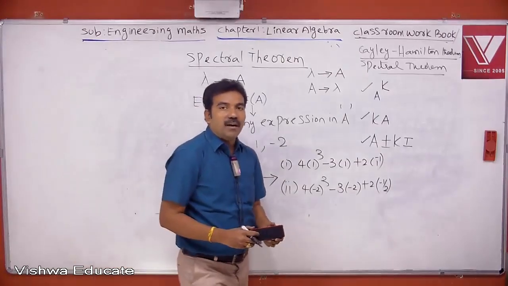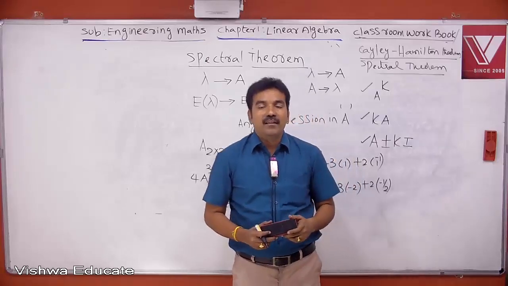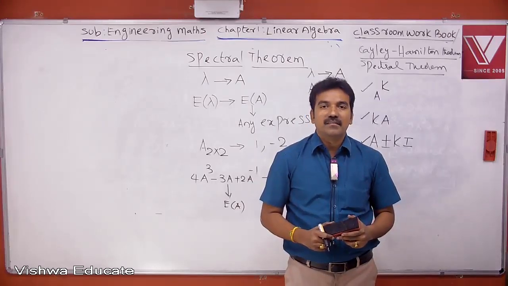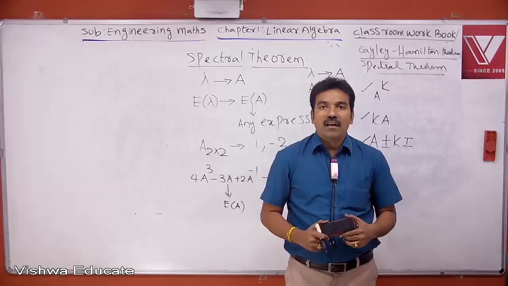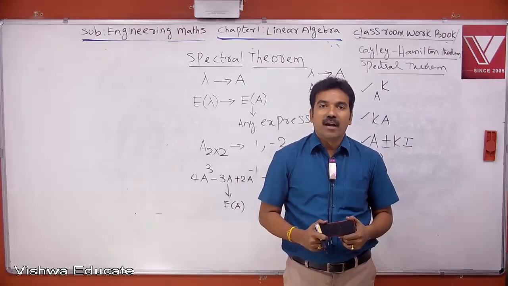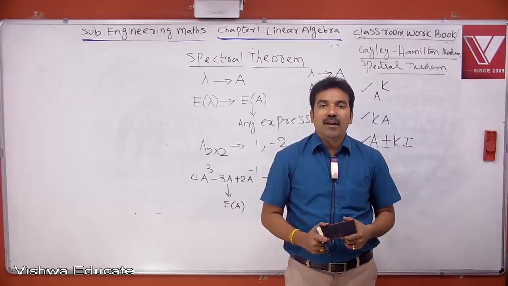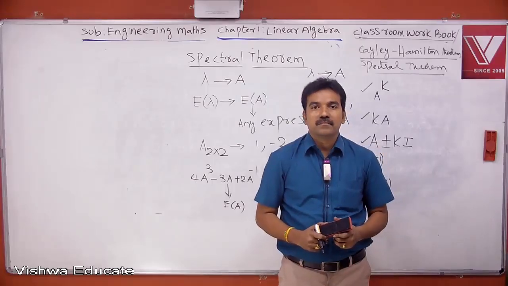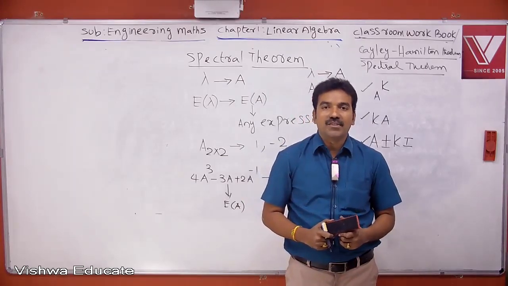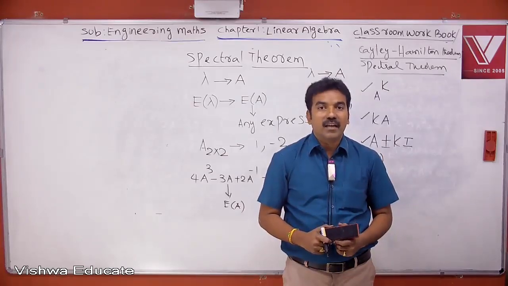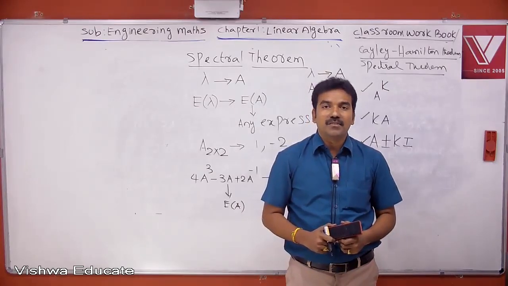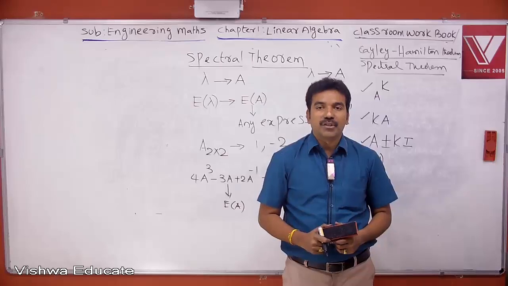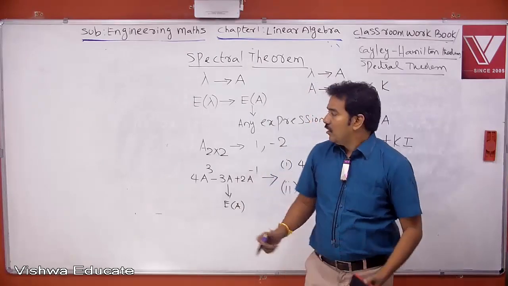Write this. If lambda is an eigenvalue of A, then E of lambda is an eigenvalue of E of A, where E of A is any expression in terms of A. Note down this example.